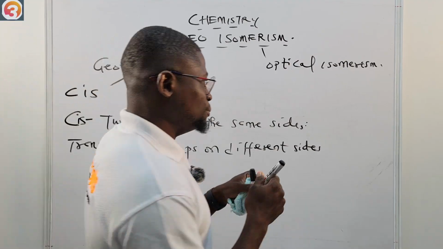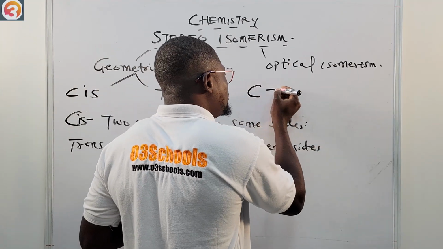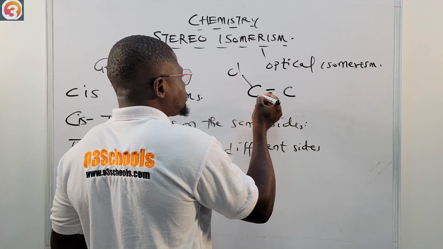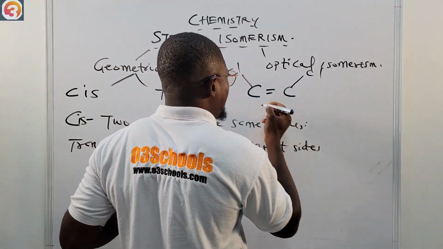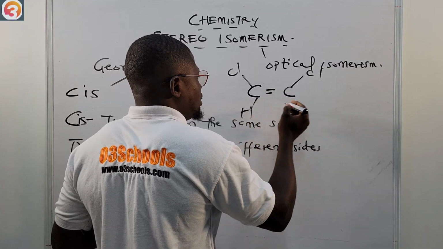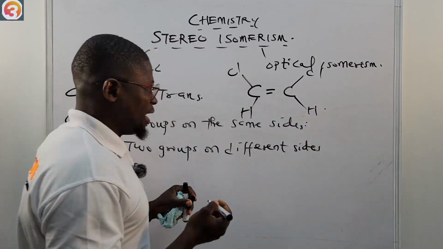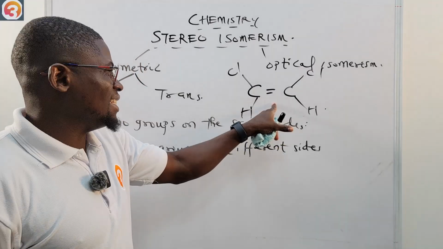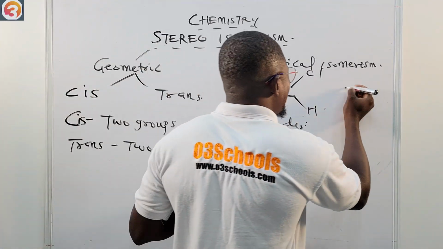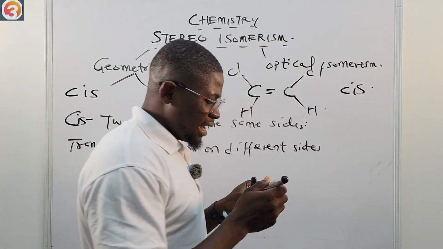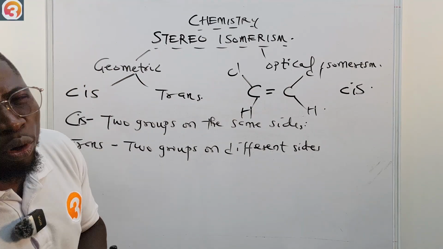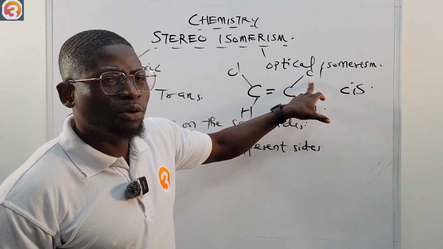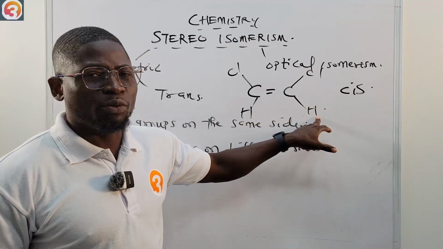So let us see an example. If you have carbon double bonded to carbon, and then here we have chlorine, here we have chlorine, here we have hydrogen, and here we have hydrogen. This is a cis geometric isomer, a cis isomer, because it has two groups on the same side. You can see chlorine here and chlorine here. You can see hydrogen here and hydrogen here.